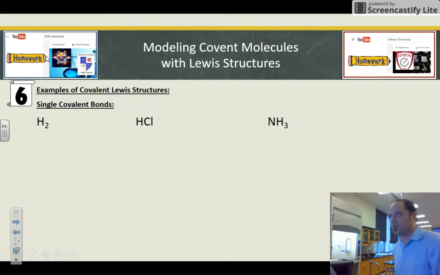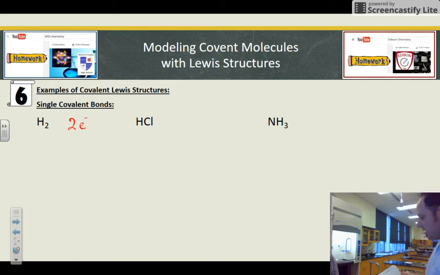So, Mr. Milks, first thing, H2, the simplest molecule in the universe. Each H brings 1, so how many total valence electrons? We got 2 total electrons to play with. He is going to connect them first and then count. That single solid line represents 2 electrons. So he's used the 2 electrons that he was supposed to.